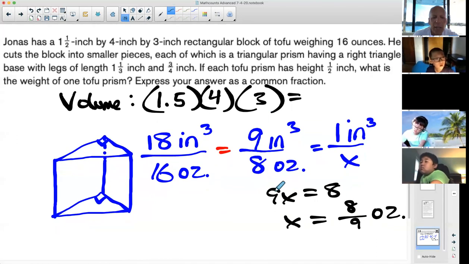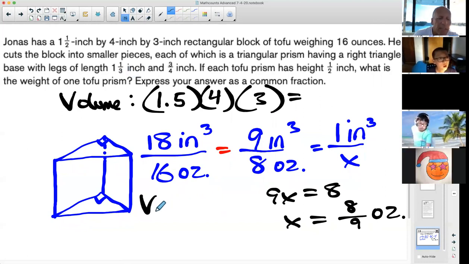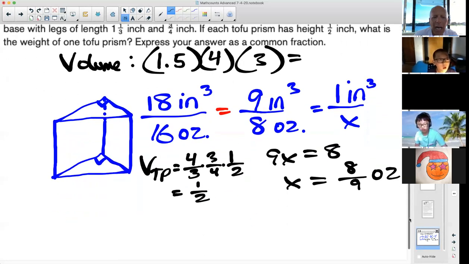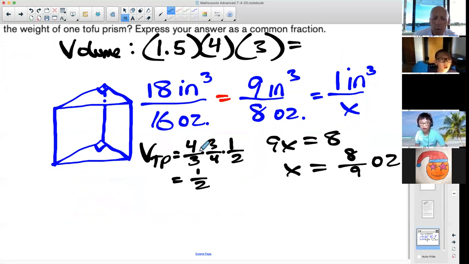Now, guys, the other thing to note is that the volume of each triangular prism is going to be what, guys? 1/4. And how did you get 1/4? I got 1/4 because 1 1/3 is 4/3 and 3/4. 4/3 times 3/4 is 1. And then you divide it by 2 since that's the triangle area. And then you get a half and then you multiply it by a half equals 1/4. So it's 2/9 ounces.